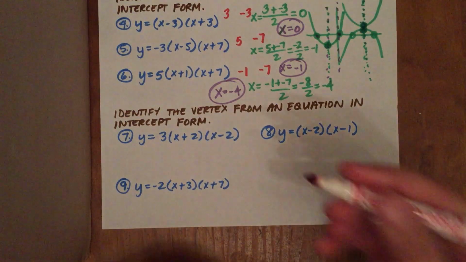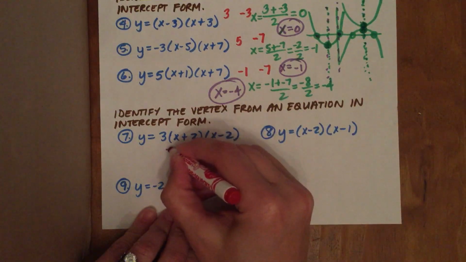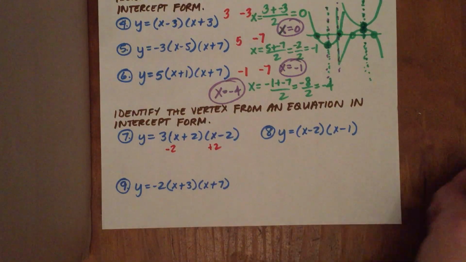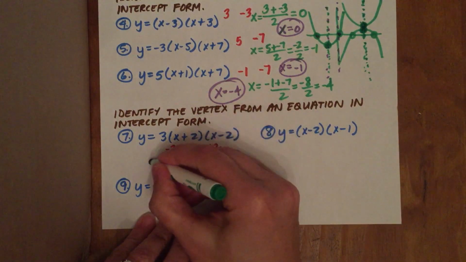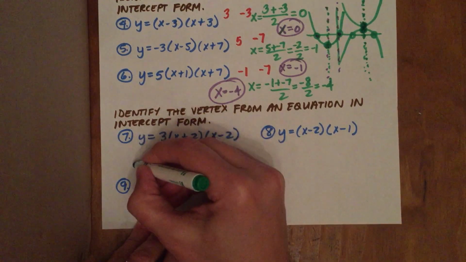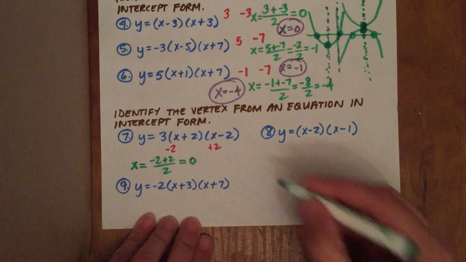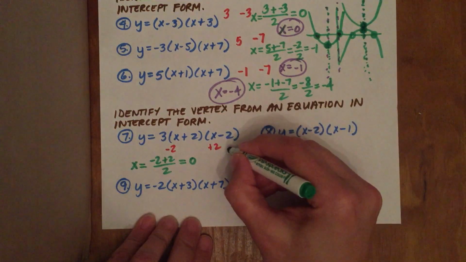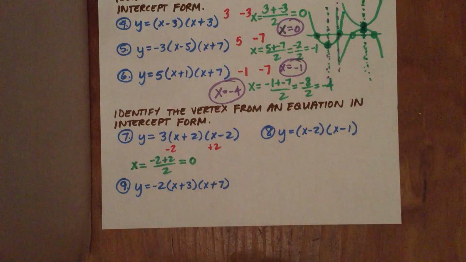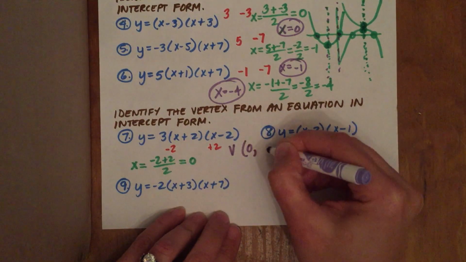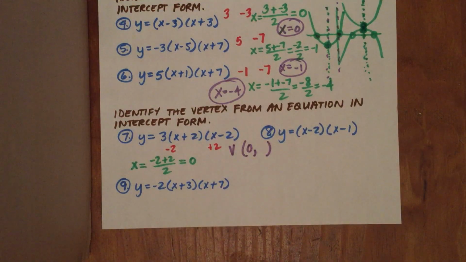So let's look at number 7. Number 7, my two roots are -2 and +2. So I'm going to find the average of those two. So I have -2 plus 2 divided by 2, and that gives me 0. And remember, that's x equals. So I know, since my vertex is on the axis of symmetry, that the x-coordinate of my vertex has to be 0. So for my vertex, I know the x-coordinate is 0. So how do I find the y-coordinate? Well, we go back and we plug into the equation.